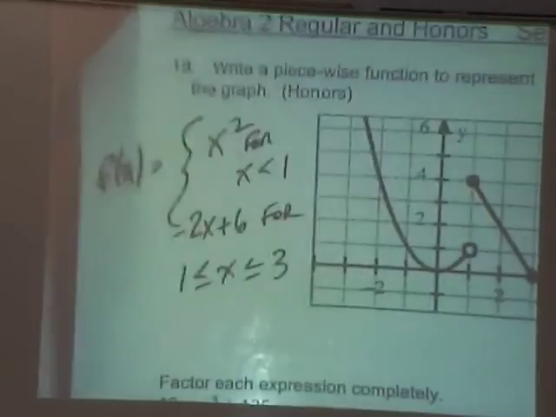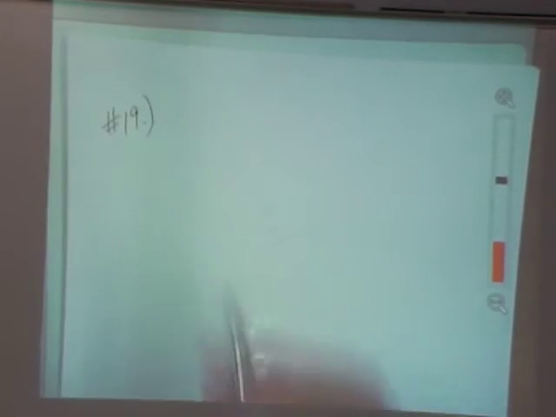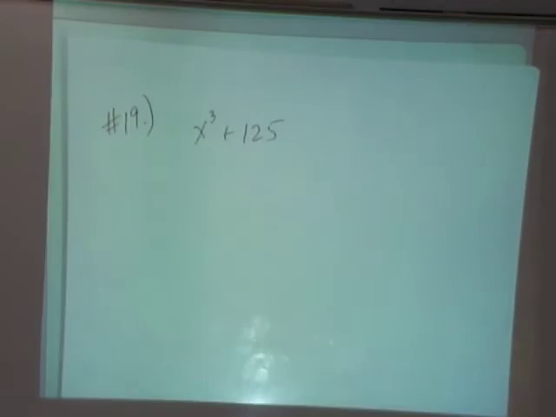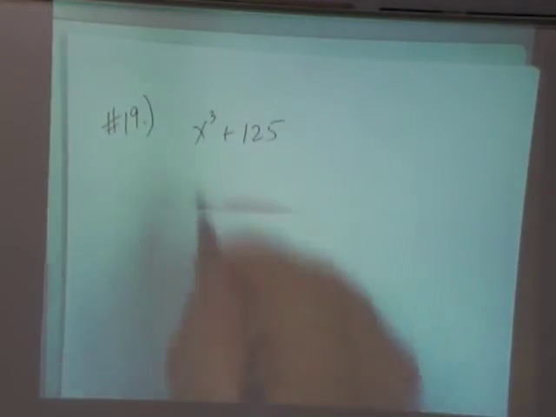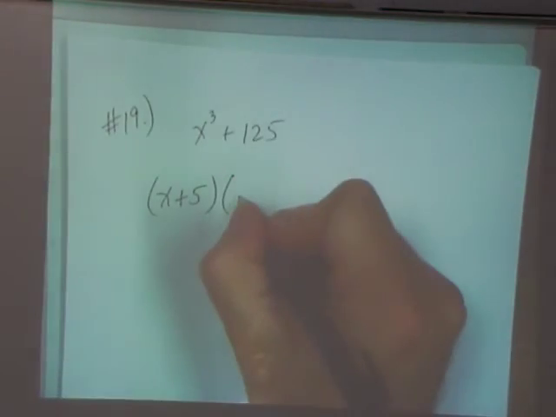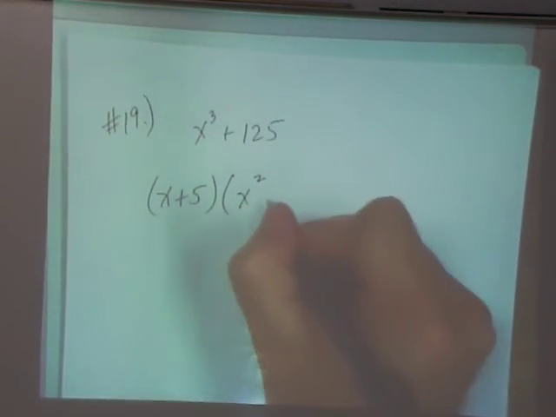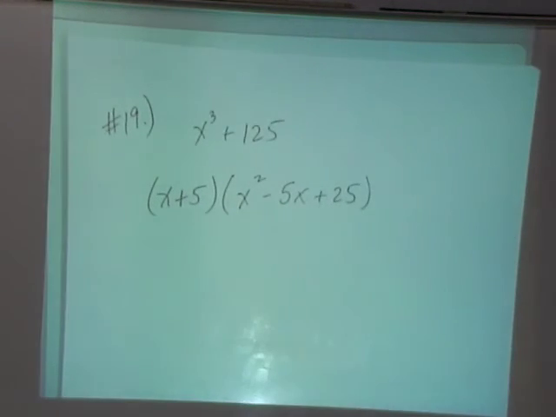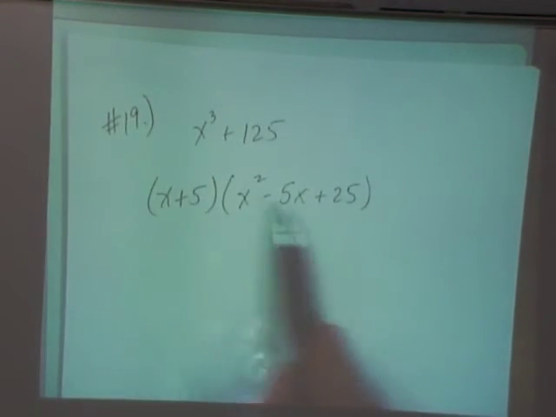Number 19. That's where it crosses over. Alright, so it's the sum of two cubes. So x plus 5, times x squared minus 5x plus 25. Remember the signs: same, opposite, plus?